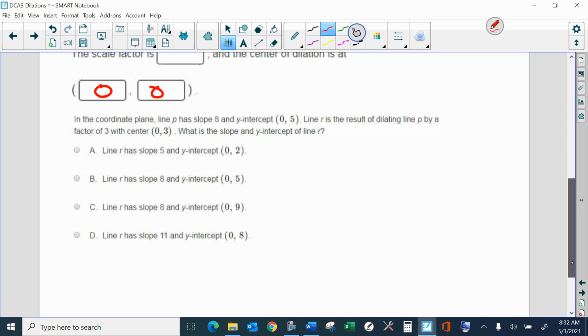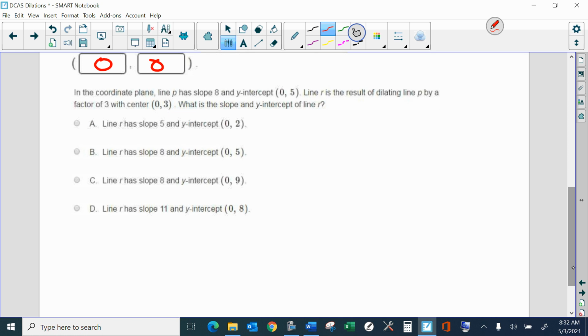In the coordinate plane, P has a slope of 8 and a y-intercept of 0. Line R results from dilating line P by a scale factor of 3, centered at 0, 3. So we know the slope doesn't change. So slope of 8 wipes out those 2. Okay, now it's not going to be at 0, 5 because it's got a scale factor of 3. So that automatically wipes that one out. So you have to figure out that it's at 0, 9.